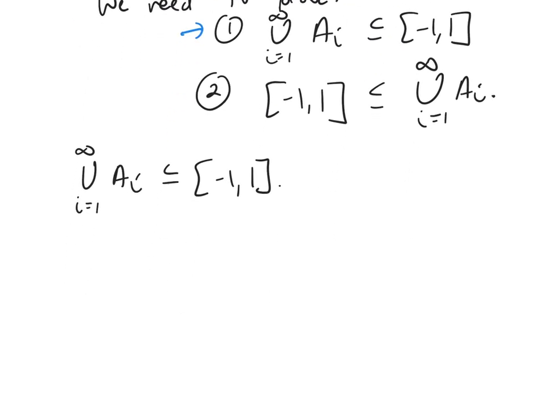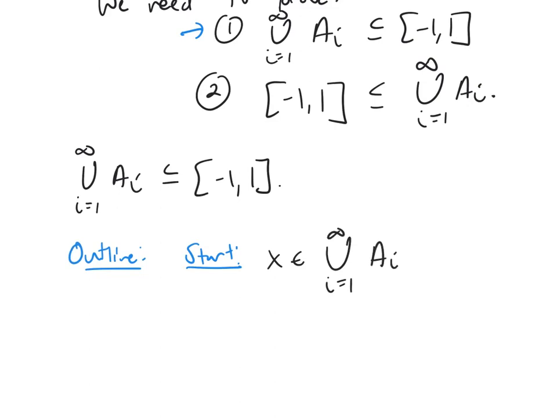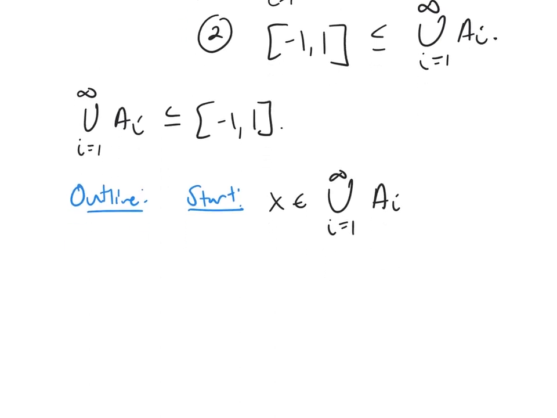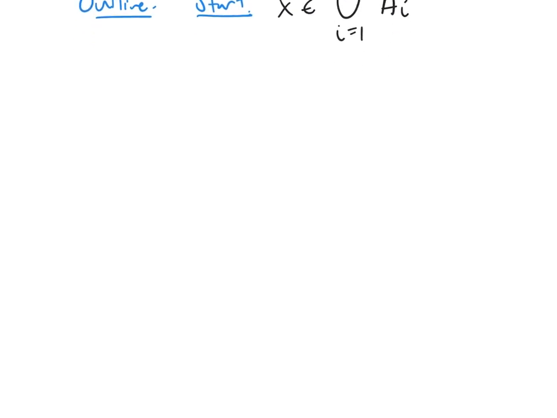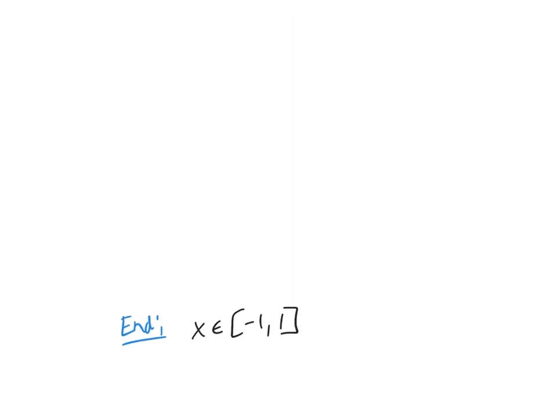So for the outline of this proof, what would the start be? How should I start it? I would let x be an element of the union. And then what should I end with? What's the end going to be? x needs to be in that interval. So the end will be that x is in the interval -1 to 1. What does it mean to be in that interval? It means x needs to be greater than or equal to -1, and x needs to be less than or equal to 1.